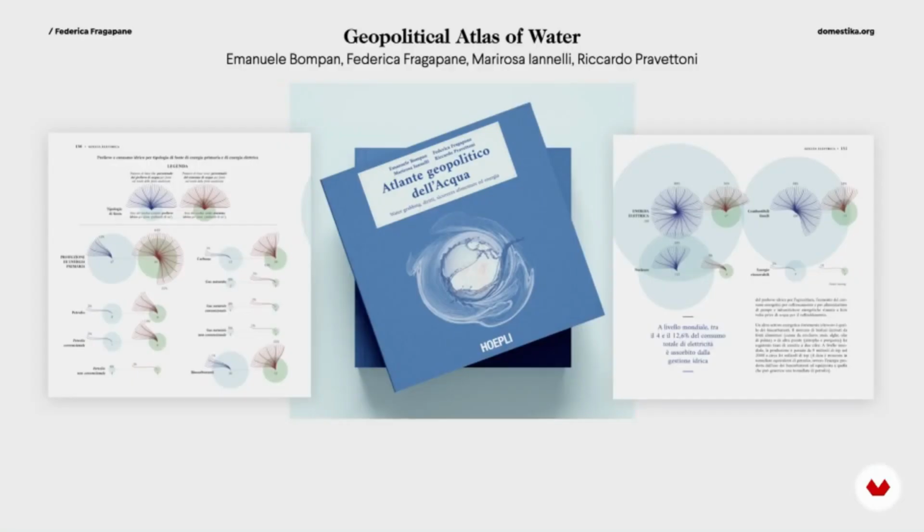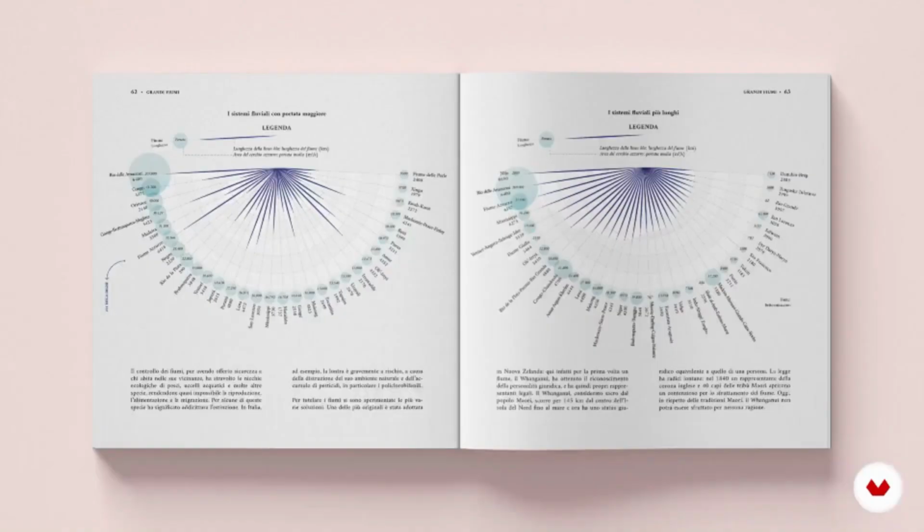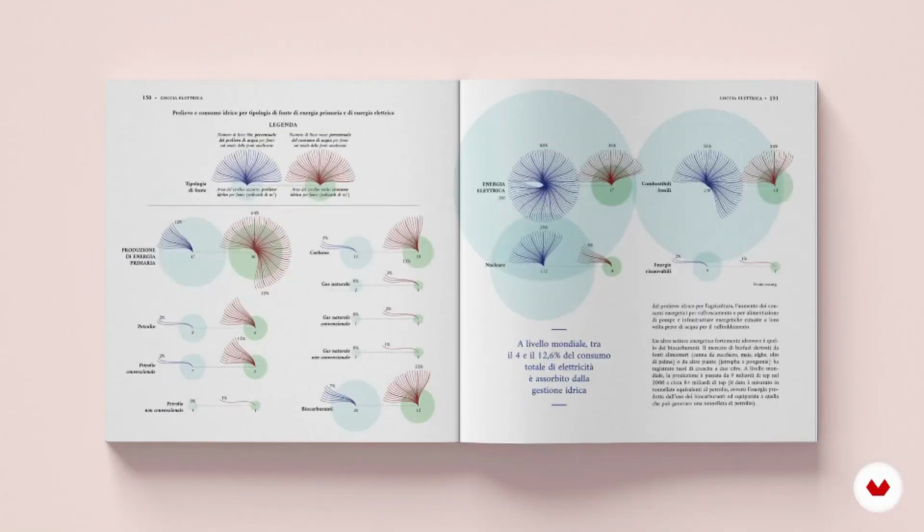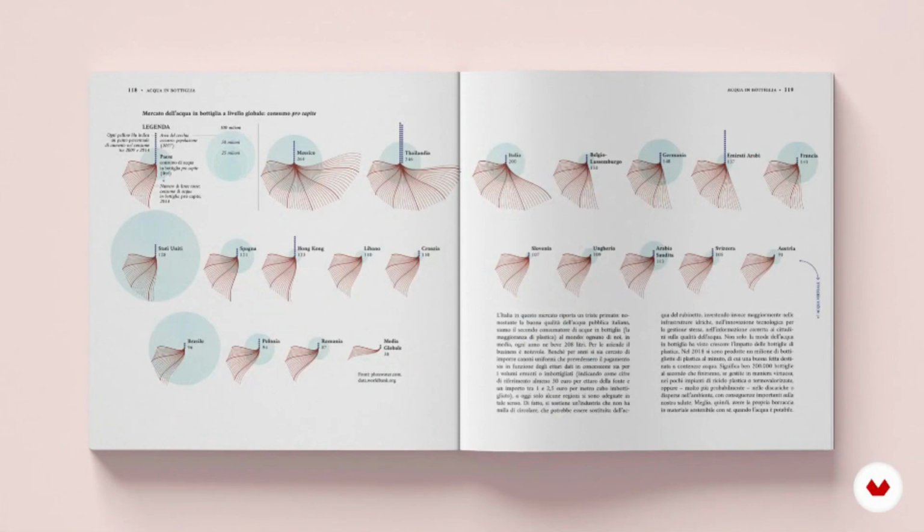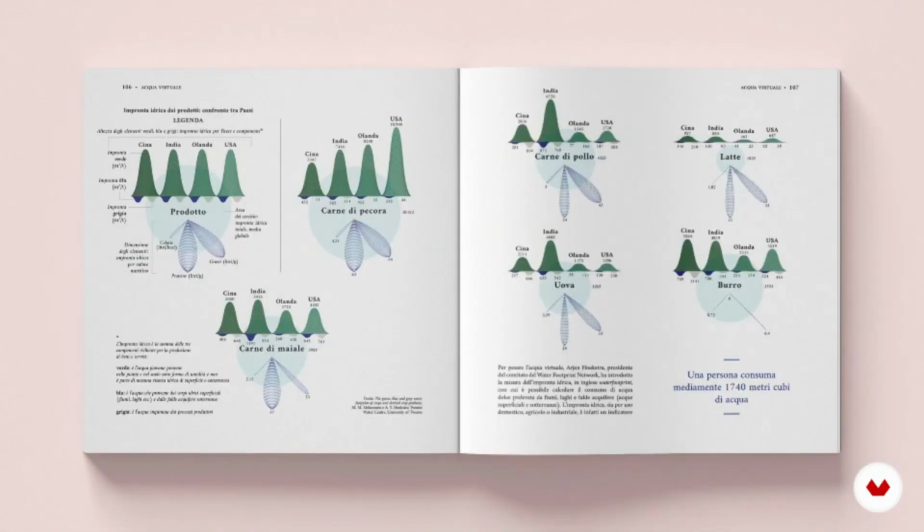The second book I'm co-author of is The Atlante Geopolitico dell'Acqua, the Geopolitical Atlas of Water. It's an atlas in which we combined infographics and cartography to talk about topics related to the water subjects, topics such as water grabbing, the human right to water, or virtual water. This project is the result of a teamwork.